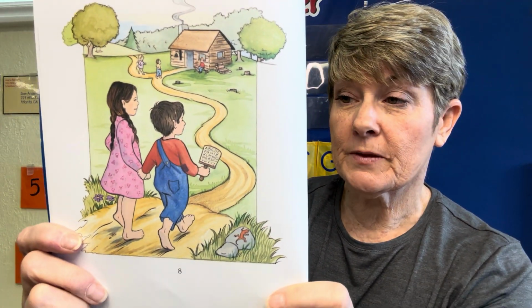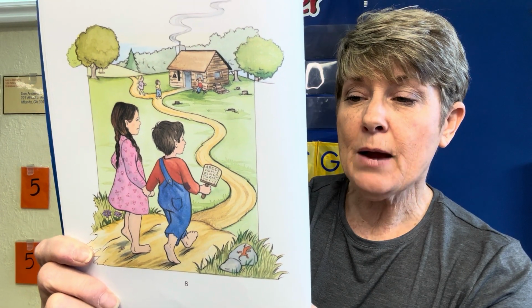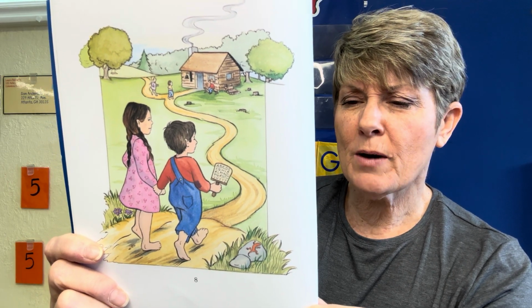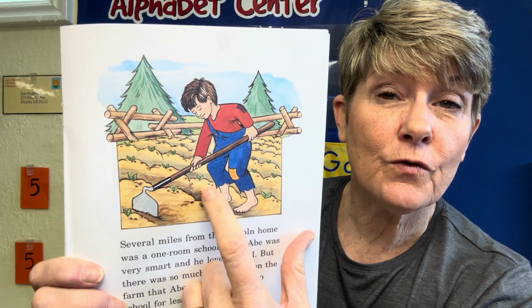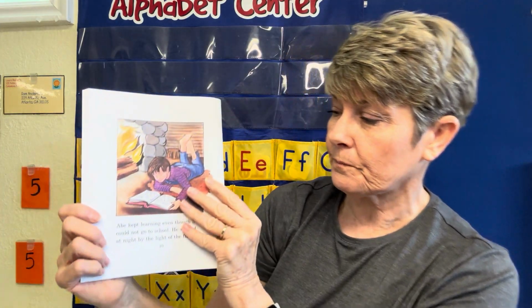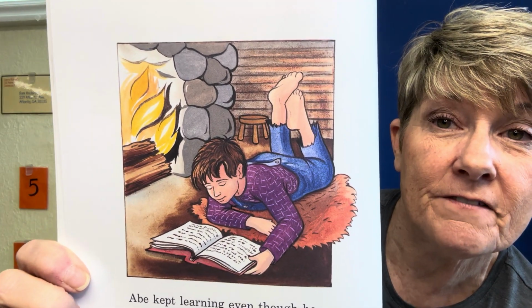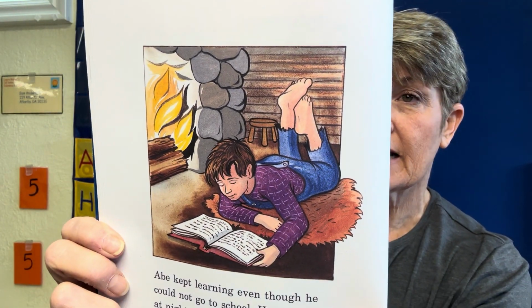Several miles from the Lincoln home was a one-room schoolhouse. There's the school where he went to. Abe was very smart and he loved school. But there was so much work to do on the farm that Abe and Sarah went to school for less than a year. They couldn't even go the whole school year because there was so much work they needed to do. Abe kept learning even though he couldn't go to school. He studied by the light of the fire. He didn't even have lights in his house, so he used the fire to help him study.